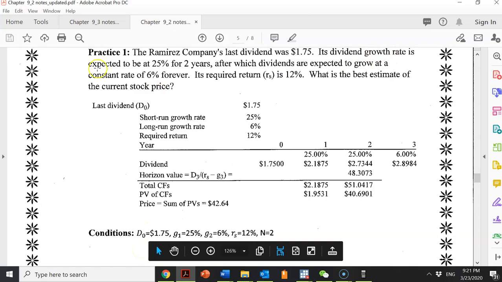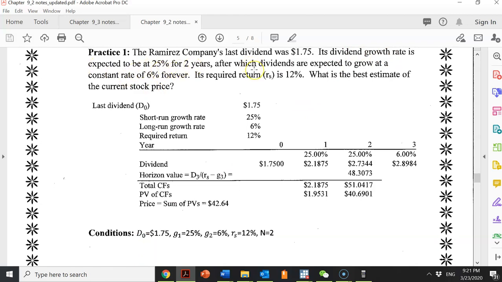Its dividend growth rate is expected to be 25% for 2 years, after which dividends are expected to grow at a constant rate of 6% forever. So G1 equals 25%, G2 equals 6%, N equals 2. Required return RS is 12%. What is the best estimate of the current stock price?